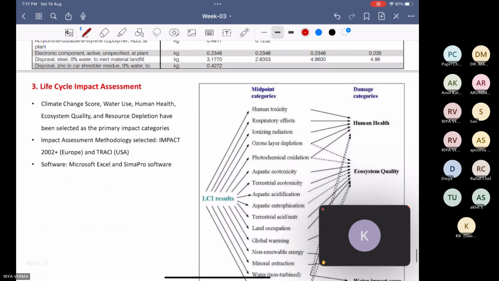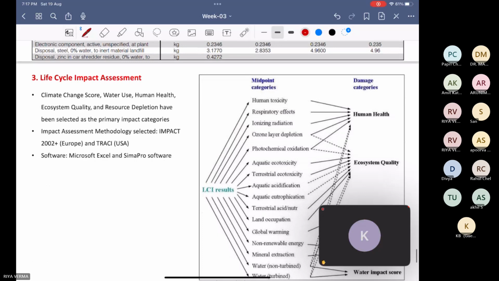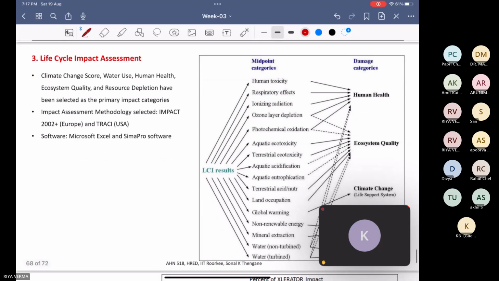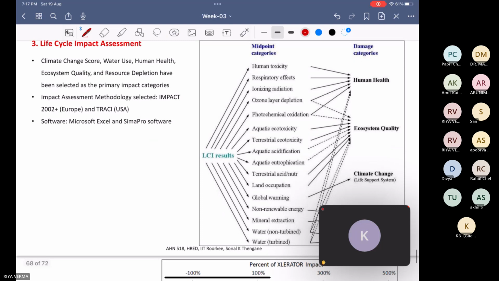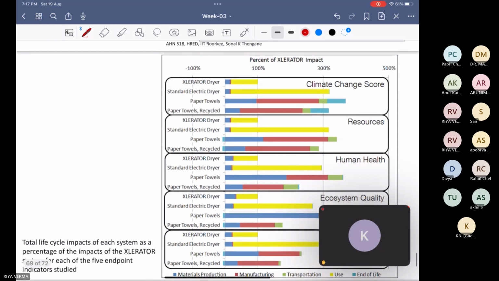और उसके बाद हम इम्पैक्ट असेसमेंट के लिए जाते हैं. सो वी हैव क्लाइमेट चेंज स्कोर, वाटर यूज, ह्यूमन हेल्थ, इकोसिस्टम क्वालिटी एंड रिसोर्स डिप्लीशन. और ये सारे प्राइमरी इम्पैक्ट कैटेगरीज हैं. और ये सारे हम सॉफ्टवेयर के थ्रू कर सकते हैं. इम्पैक्ट असेसमेंट के लिए आपके पास या तो माइक्रोसॉफ्ट एक्सेल या फिर साइमा प्रो सॉफ्टवेयर रहता है, उसमें आप इम्पैक्ट असेसमेंट कर सकते हैं.